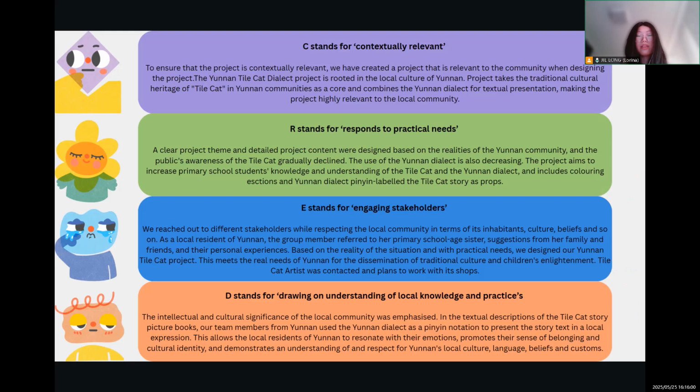E stands for engaging stakeholders. To implement our project while respecting the residents' culture, beliefs, and other aspects of the local community, we engage stakeholders including local residents of Yunnan. B stands for drawing on understanding of local knowledge and practices. Based on the principle of the credible approach, we emphasized the knowledge and cultural significance of the local community during the design and implementation of the project.